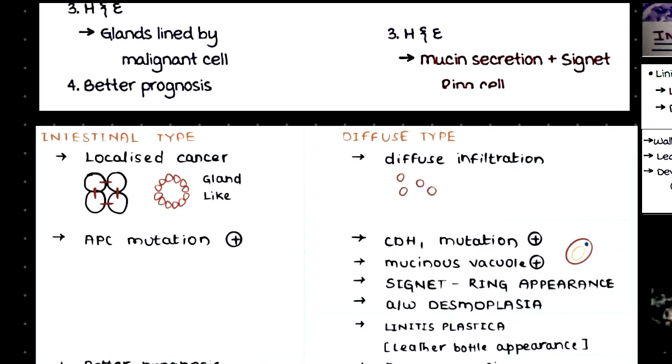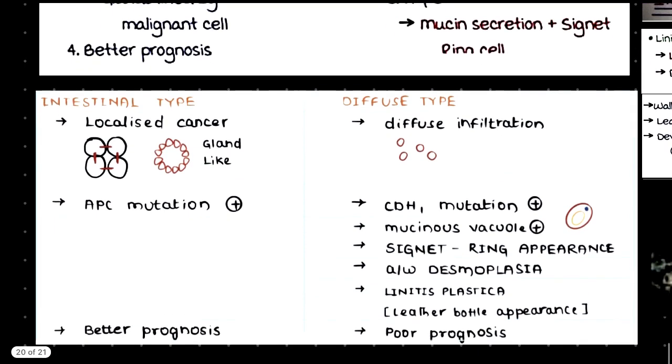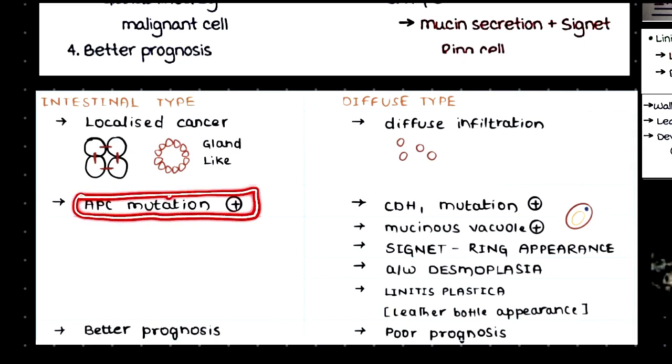So as they are presented in gland-like appearance, they are localized, right? They are not spreading here and there, they are not diffuse, they are localized. So these are localized cancer, and since they have gland-like appearance, they are also called gland-like tumor. Now here there will be APC mutation. That means there will be lesser activity of the APC gene.